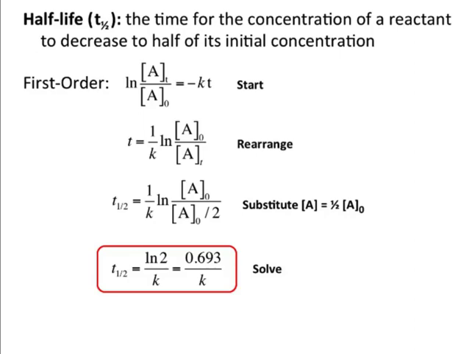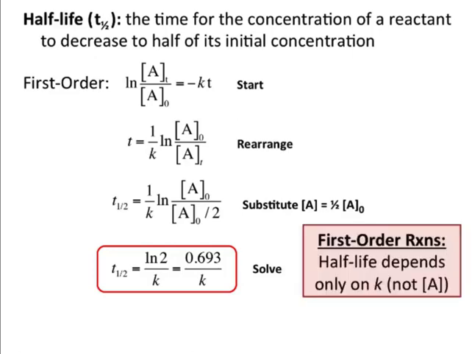All right, natural log of 2 is 0.693. Keep in mind this 2 is exact because it came from half, the definition of a half-life, and so it doesn't affect your sig figs. Now, the cool thing here is for first-order reactions, the half-life depends only on the rate law constant and not on the concentration, which kind of makes sense. It doesn't really matter how much you have, this is the time for you to have half of it.